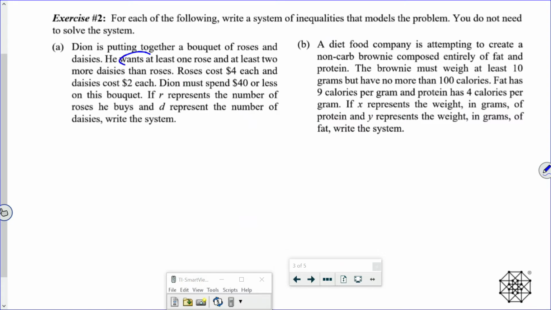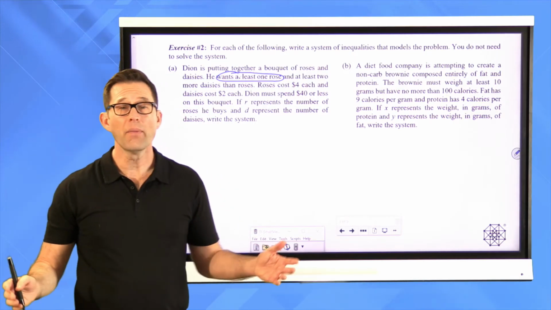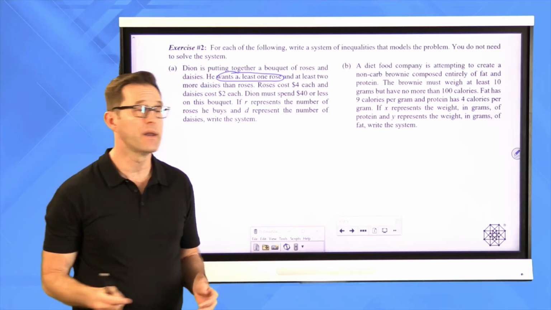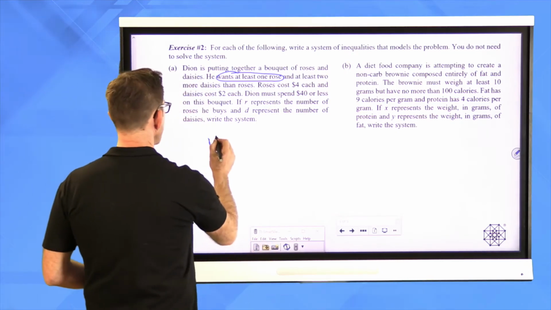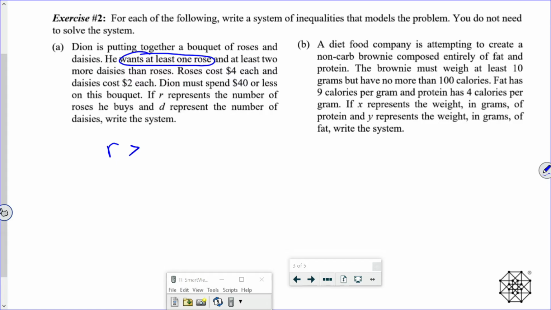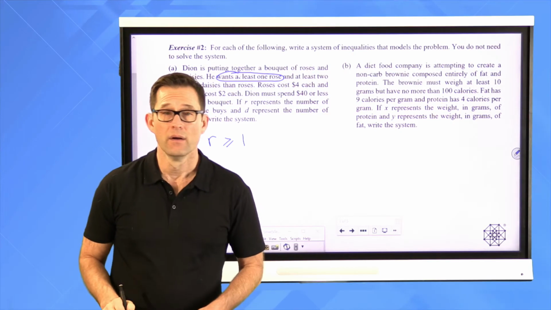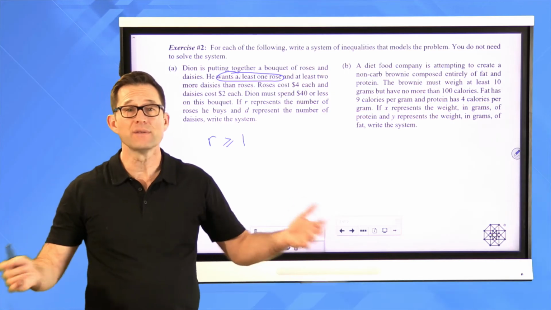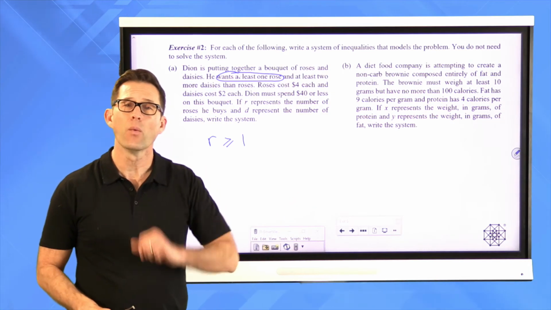Dion wants at least 1 rose. All right, all by itself, that's an inequality. And what inequality is that? Well, the number of roses that Dion buys must be greater than or equal to 1, right? Right away, Dion wants at least 1 rose. All right, what's the next one?